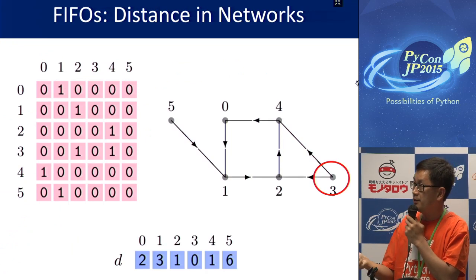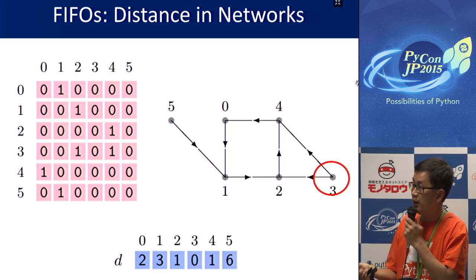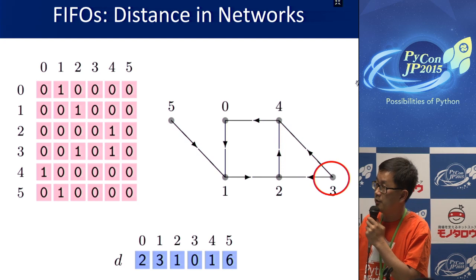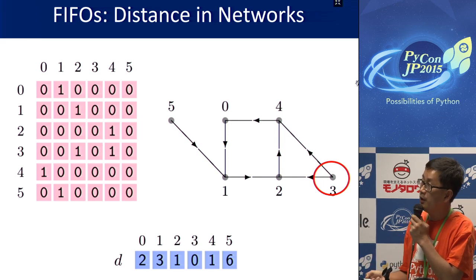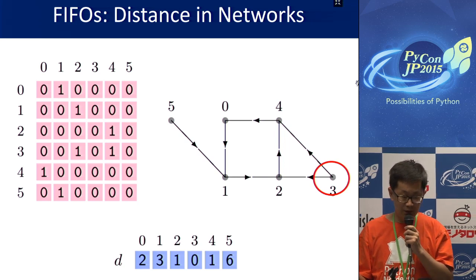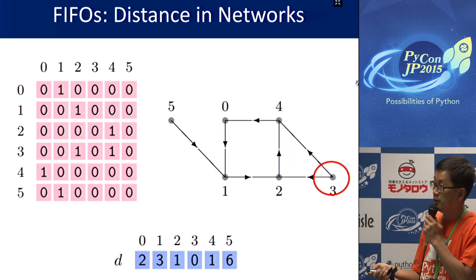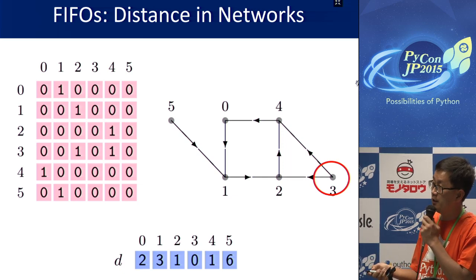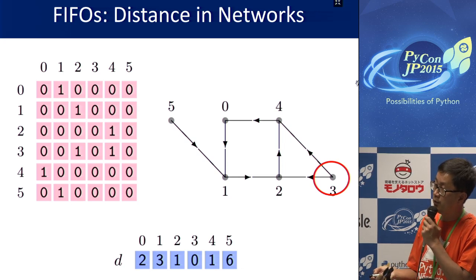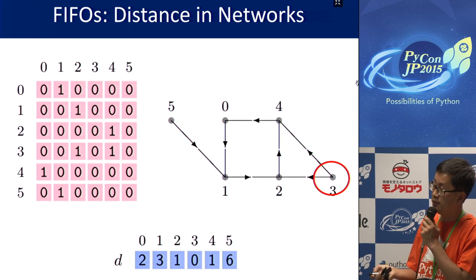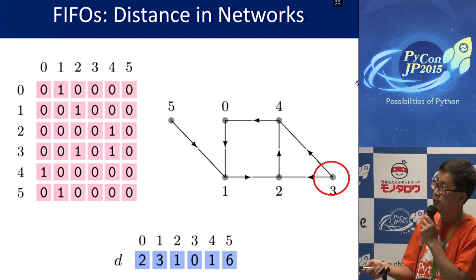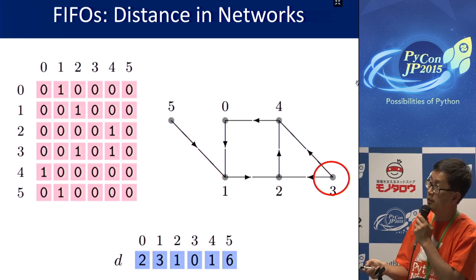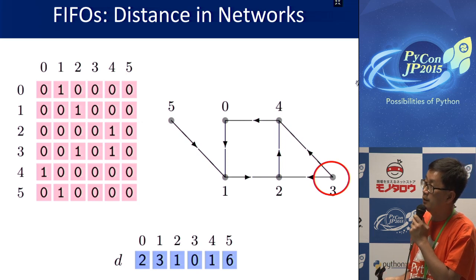Queues and distance in networks. We have a matrix. We have the nodes 3 to 4. We have 1 if you have a connection from 3 to 4. We have a problem to calculate the minimum distance from node 3 to the other nodes. The beginning is the 3. We need to calculate the array of the minimum distances from the origin, node 3, to all the other nodes. And the information is the matrix and the connections.